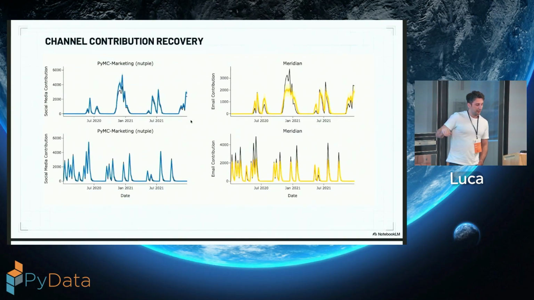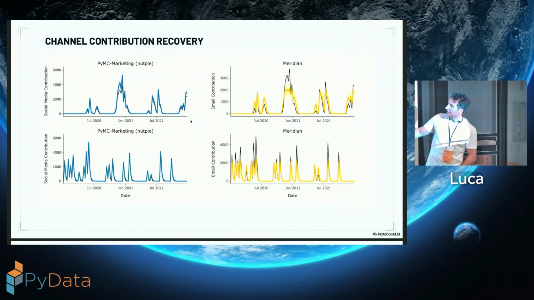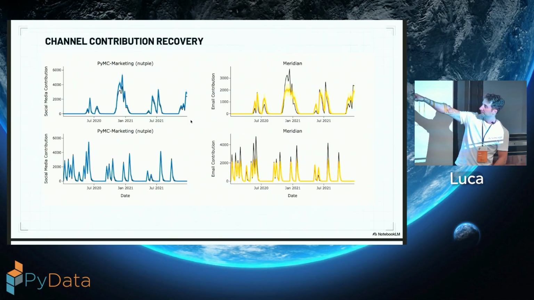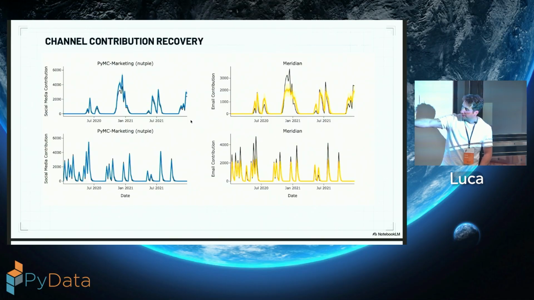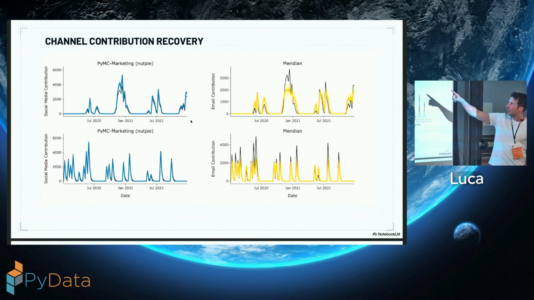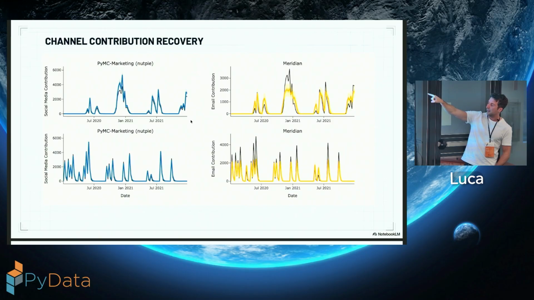So what does this mean? Let's look at these a little bit more qualitatively. So here you have the contribution of social media and the contribution of, these are two different channels. I'm not sure why they're called social media and email, sorry, for PyMC marketing and Meridian. So the black is the data line. The yellow and blue are the prediction and estimation of the models for these unknown hidden parameters.